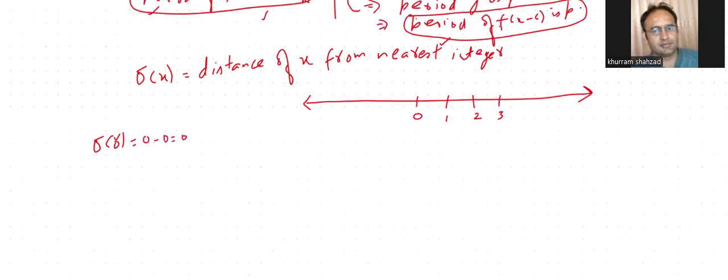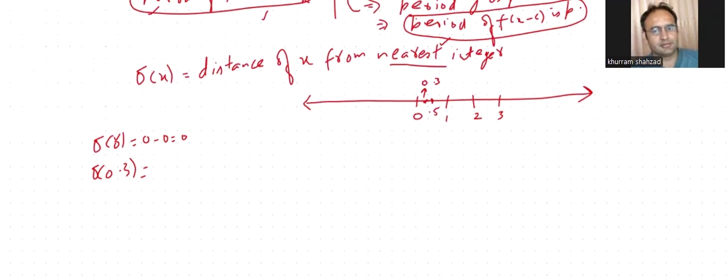How can we calculate the sigma of 0.3? This is between 0 and 1, right at the mid of them. This is 0.5, so 0.3 will be on this side, 0.3. So the distance of this 0.3 from its nearest integer.